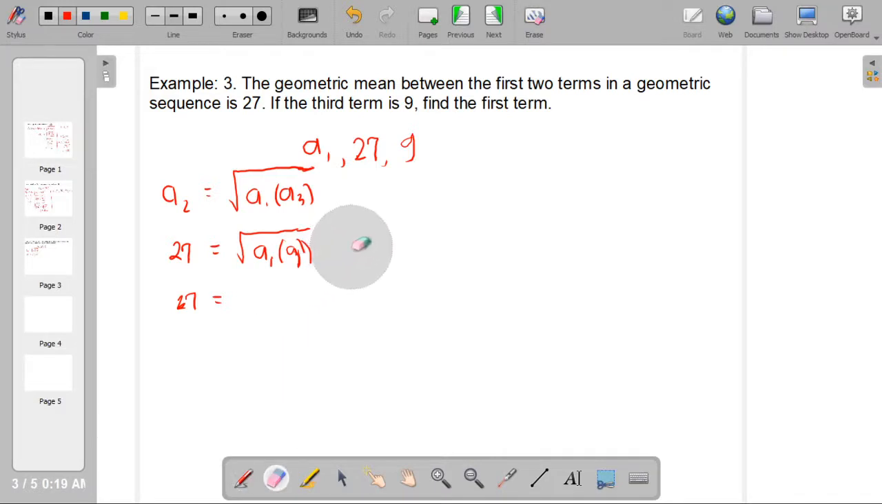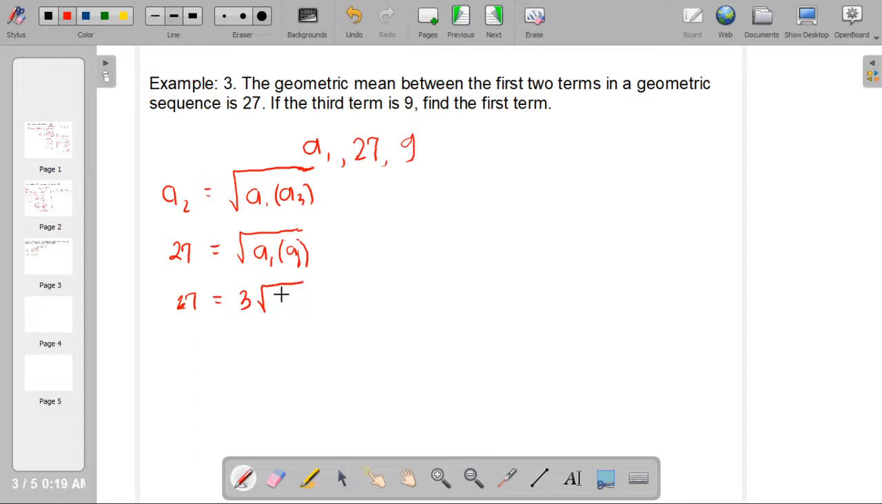Now, what happens here is that a sub 1 is not a perfect square, so it can't be taken out of the radical. But we know for a fact that 9 here is a perfect square number. In other words, we can extract its square root, meaning its square root is a whole number. So, what is the square root of 9? That is 3. So 9 comes out as 3.